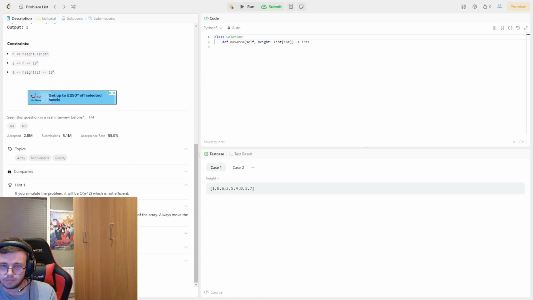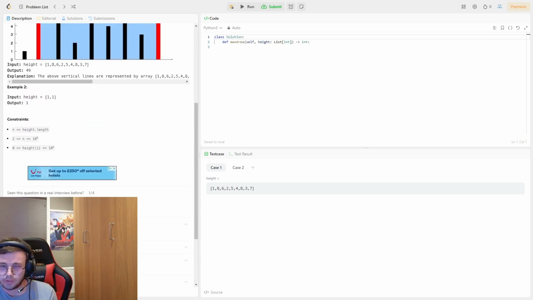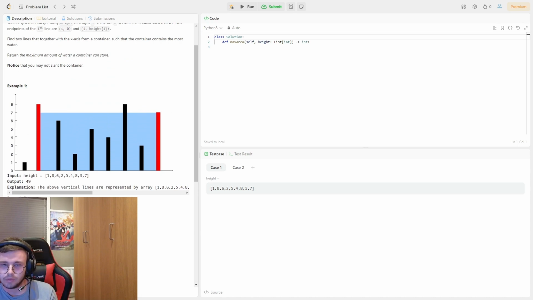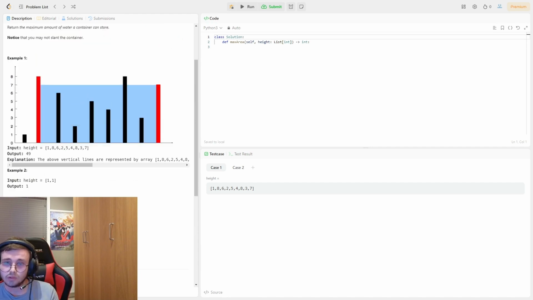Let's have a look at the next hint. How can you calculate the amount of water? I think calculating the amount of water each step is not going to be too difficult. Yeah, I'm not quite sure why you would want to. It's saying always move the pointer that points to the lower line. Right at the beginning, yes, it makes sense to move to the higher one, since this line is higher, it's going to be able to hold more water.